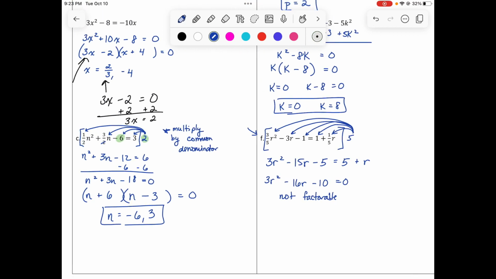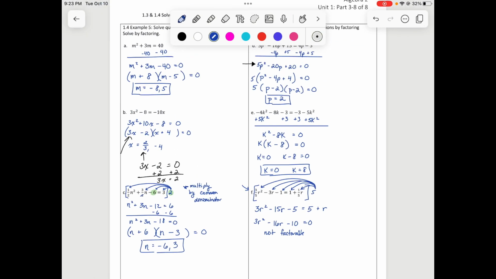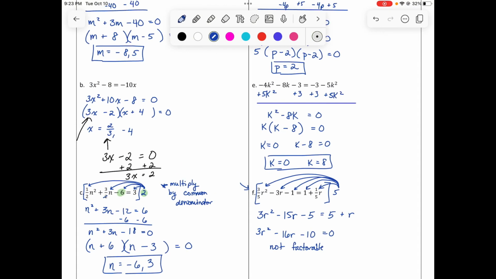All right, but the main takeaway I want you to have from this is that you can just multiply everything by that common denominator to clear the fraction. We will go over this again next class.